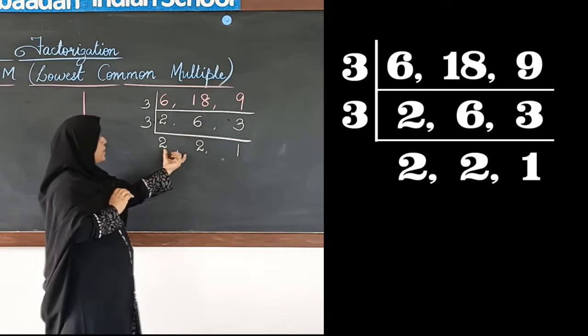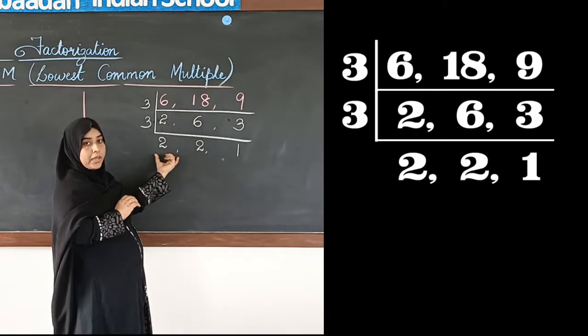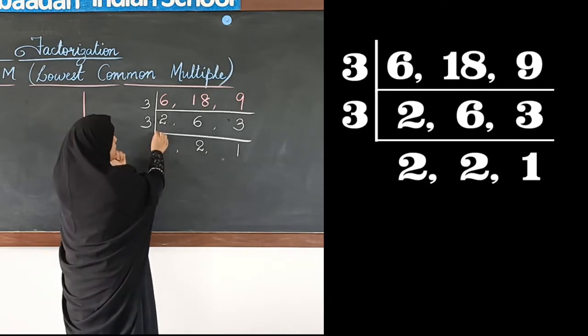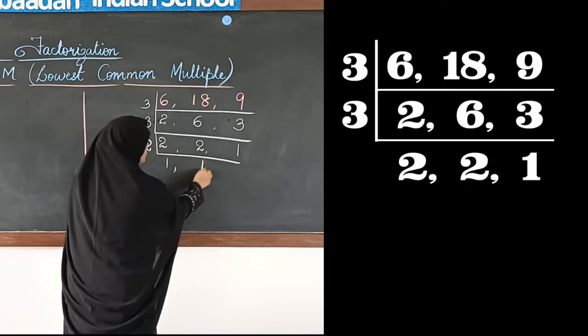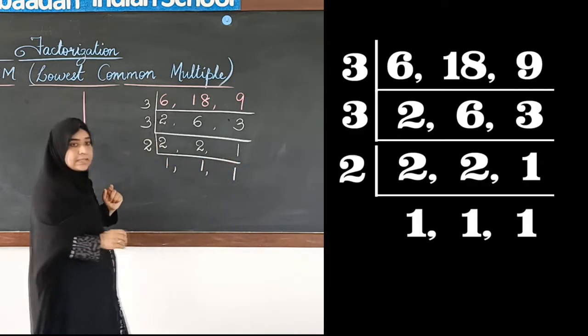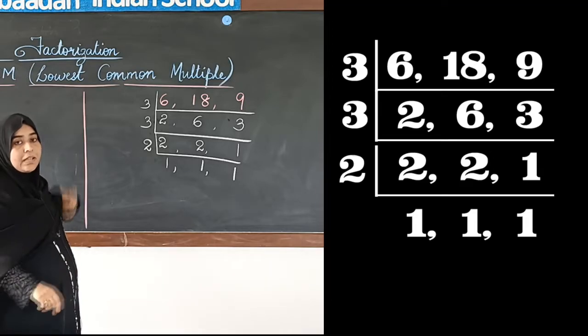Now, you can see here both are 2 and 2, right. I have a common divisor for 2, that is 2. 2 1s are 2, 2 1s are 2. This one we will write as it is. Now, what is the difference that we see over here?